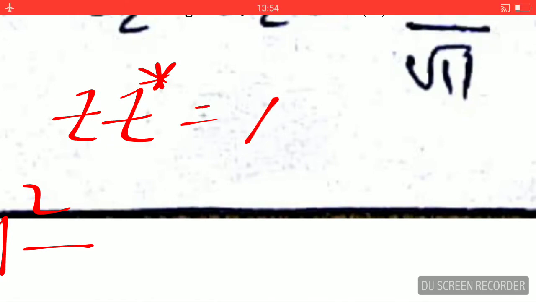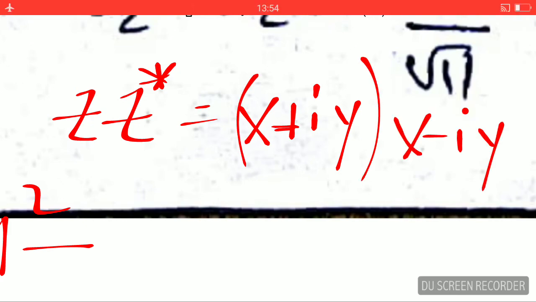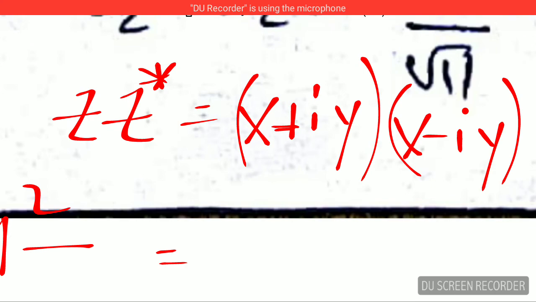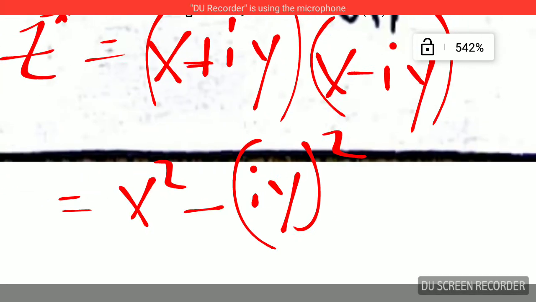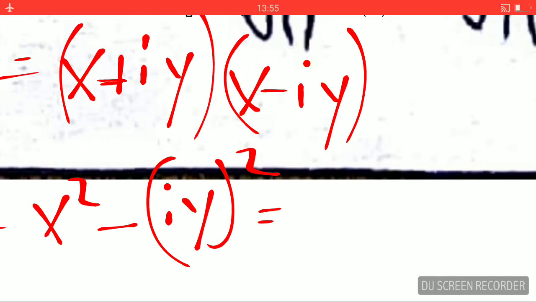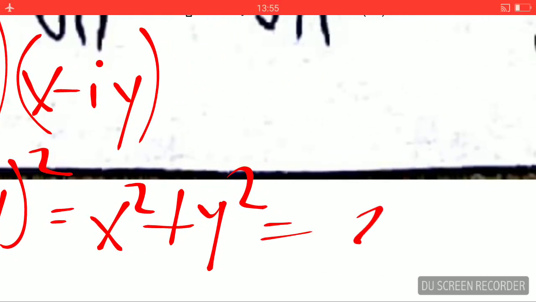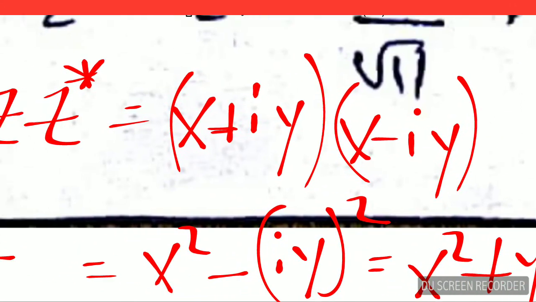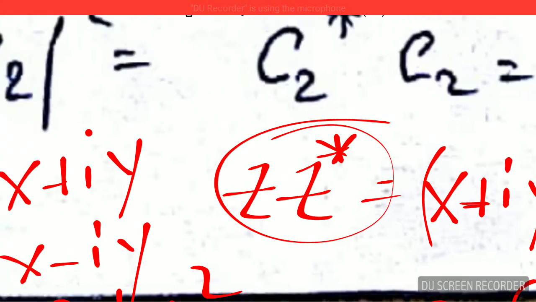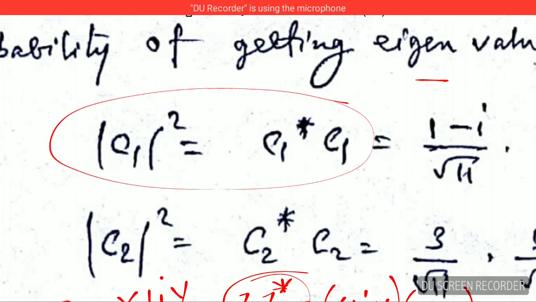So this will be x plus iy times x minus iy, and on solving this will give you x square minus i square y square. When I further solve this, it gives me x square plus y square, and this is equal to mod z square. So you can directly see that this is equal to this much. This is why I wrote this thing, and I hope this is clear to you now.